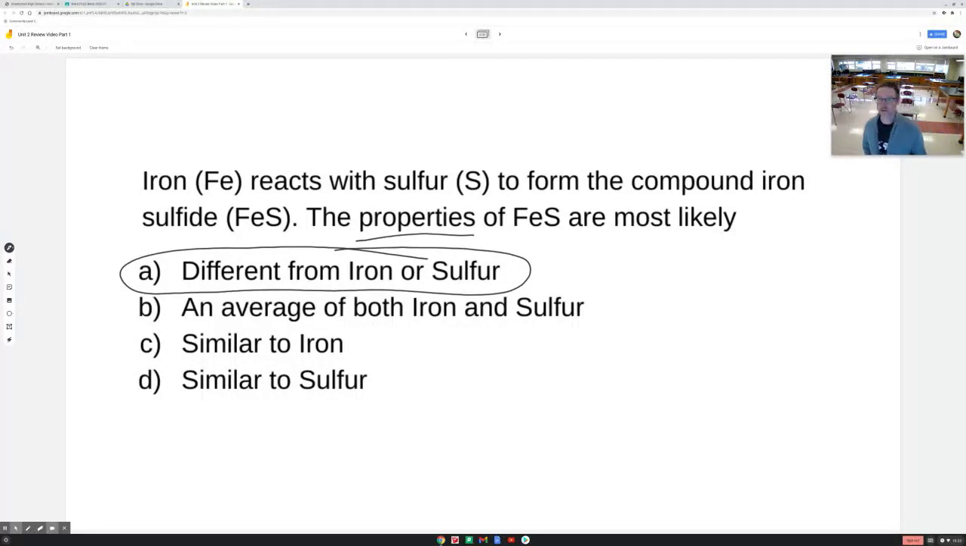So we've talked about hydrogen and oxygen make water, right? Hydrogen and oxygen are both gases. Water is a liquid at room temperature. So the properties can be very different.